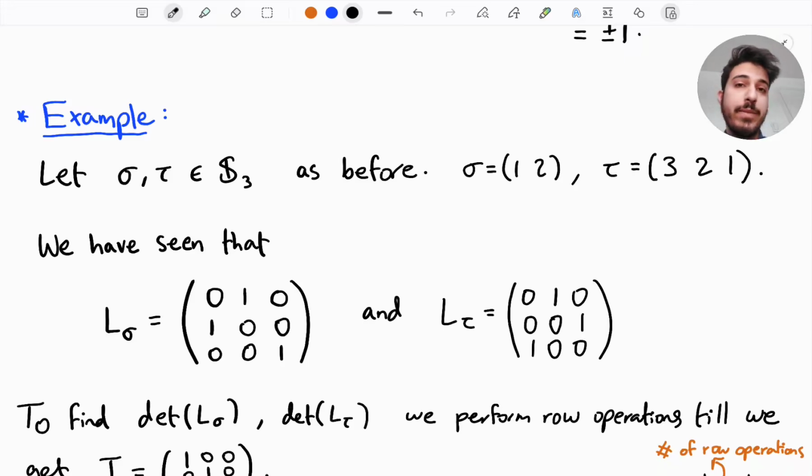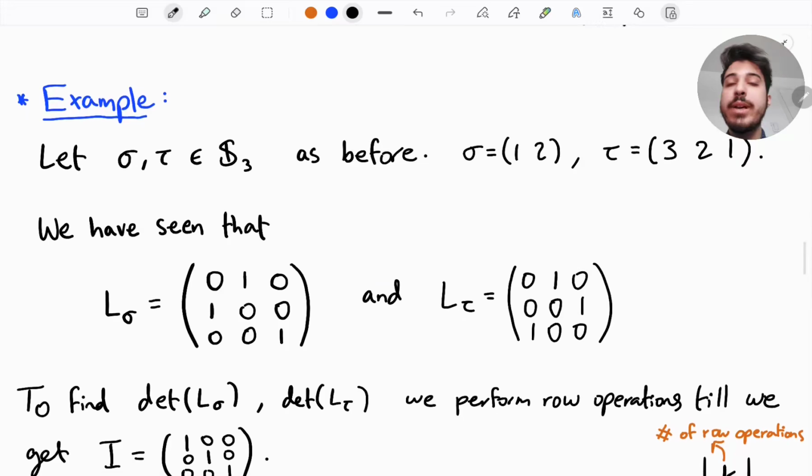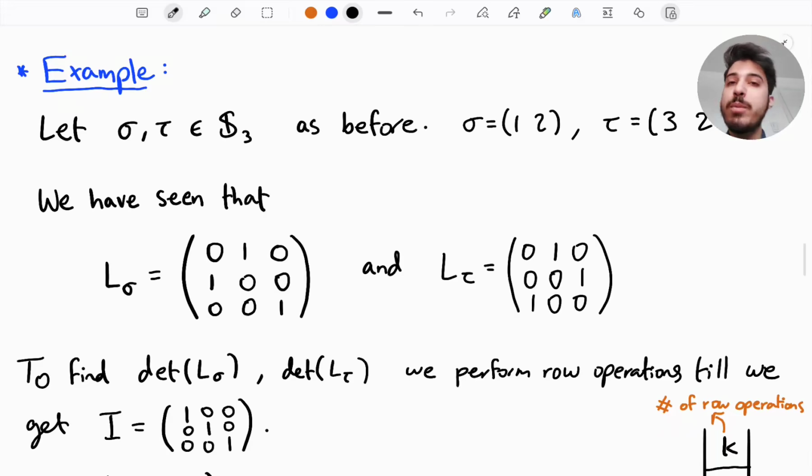If this lemma was a bit confusing, don't worry, we will go through an example to make it clear. So we will go back to the original example that we've seen in S3 and the same sigma and tau. So sigma is 1, 2, and tau is 3, 2, 1. We have seen both the matrix representations of sigma and of tau. So we want to find the determinant of these matrices. To find the determinant of these matrices, we will perform row operations till we get the identity I, which is 1, 1, 1.